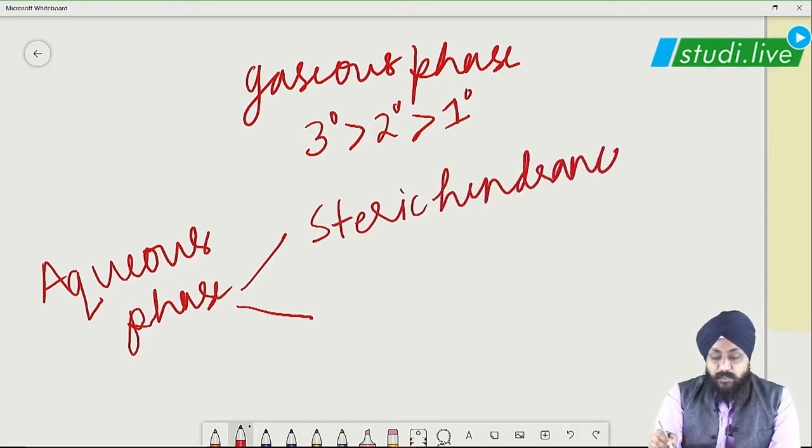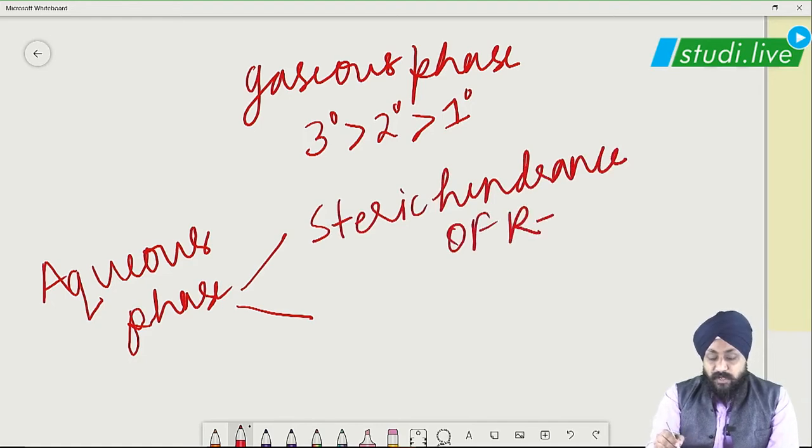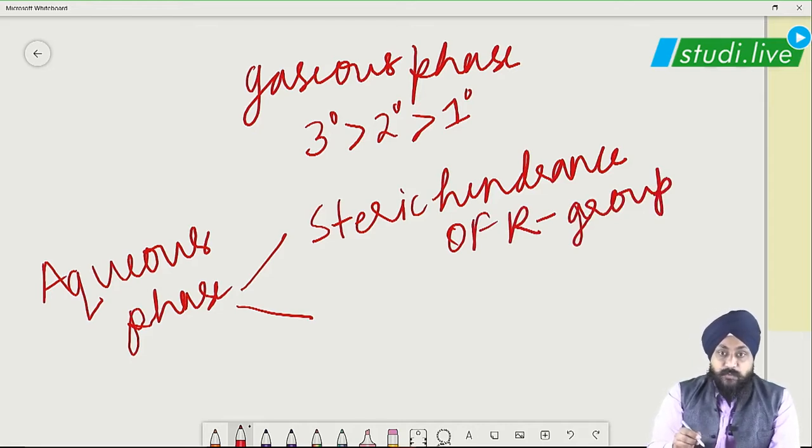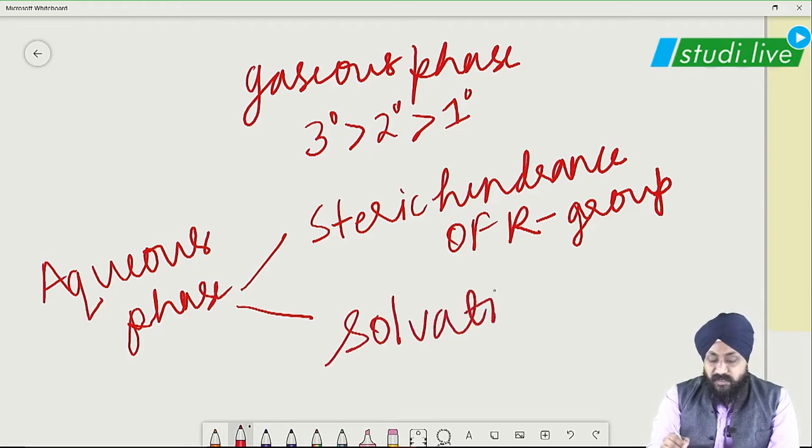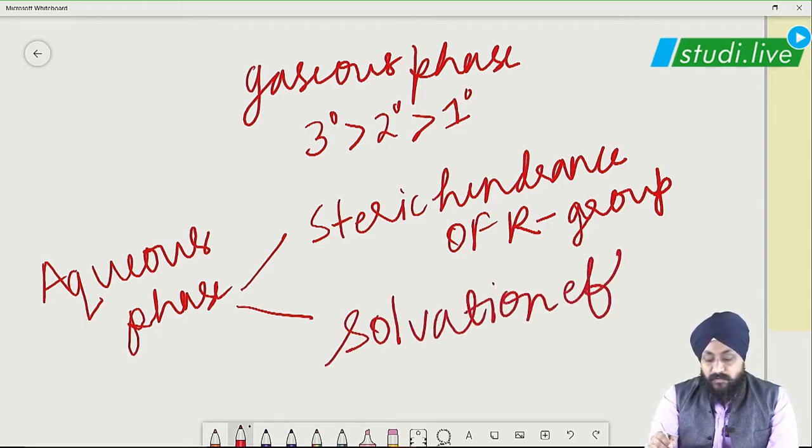Yes, one is going to be what? It is going to be steric hindrance of which group? Of your alkyl group. And the other one is going to be what, students? It is going to be your solvation effect.